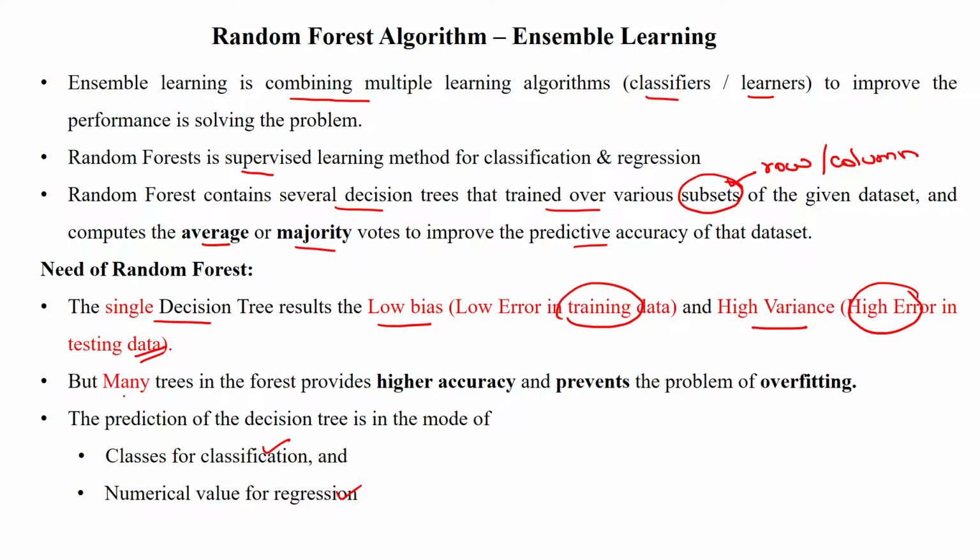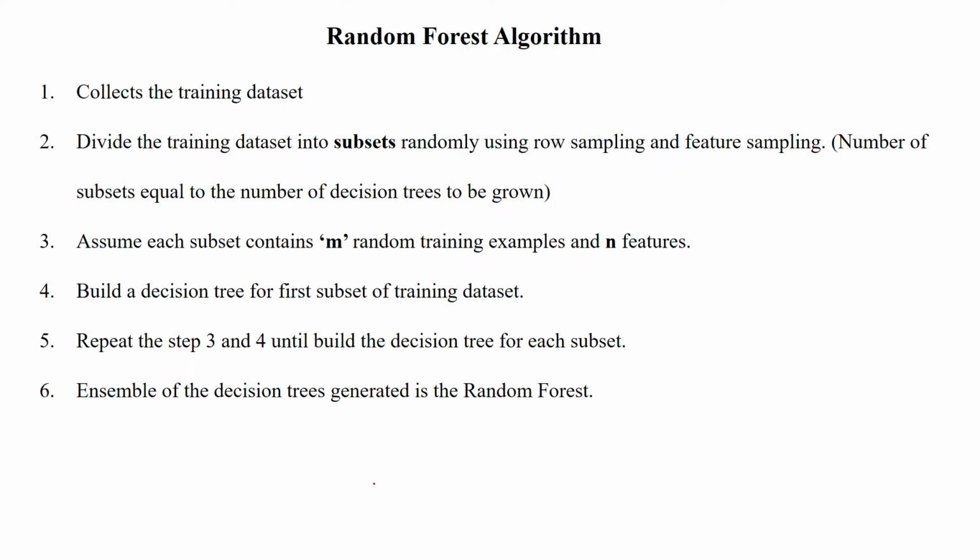To avoid that, we can combine multiple decision trees together to provide a better result. That process is called a forest: combining multiple trees to make a forest to provide high accuracy, and it prevents the problem of overfitting. That means it prevents high error during the testing phase. It can be used for the classification approach and also the regression approach.